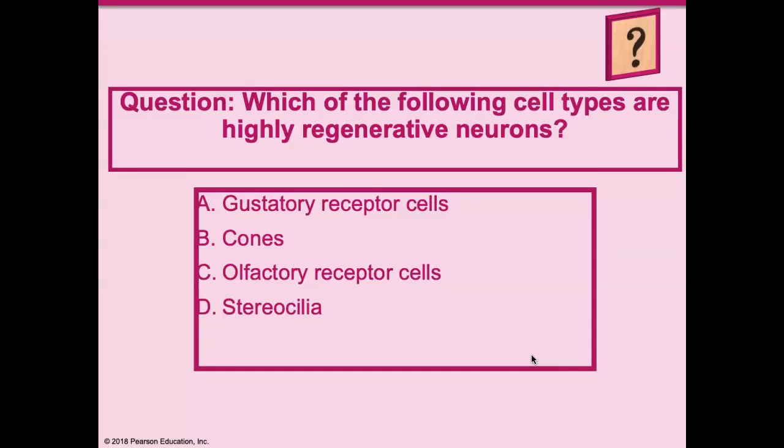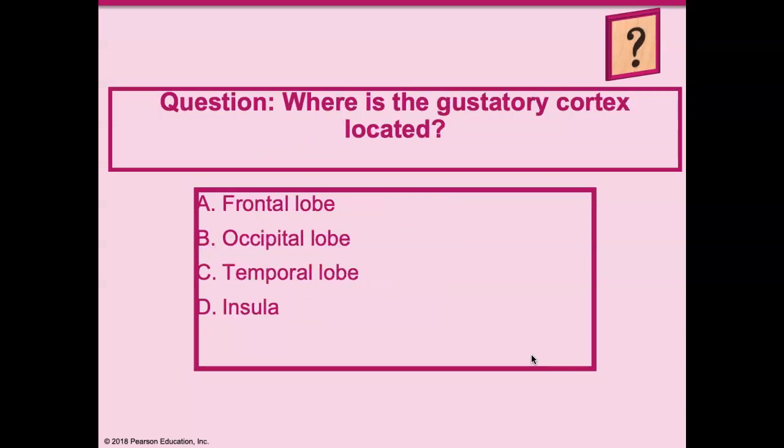Which of the following cell types are highly regenerative neurons? Olfactory receptor cells. Where is the gustatory cortex located? Oh, we haven't mentioned that yet, and I don't expect you to remember that. That is on the insula. There are 5 lobes to the brain, 4 that you know, and the insula is inside. Kind of go in through the temporal lobe to get to the insula.